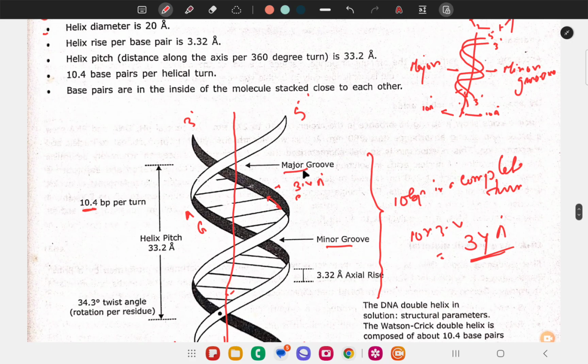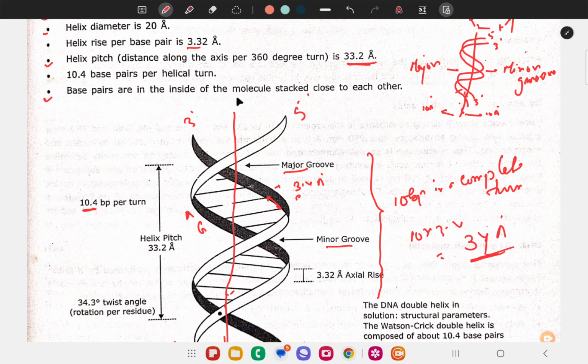Then the helix rise per base pair is 3.32, but accurately it is 3.34. Okay, 3.32 or 3.34, no problem. Helix pitch is the distance along the axis per 360-degree turn, 33.2 angstrom, which means about 34 angstrom. Per helical turn, 10.4 base pairs are present. Per helical turn means per complete turn, there are 10.4 base pairs, or about 10 base pairs of nitrogen bases.